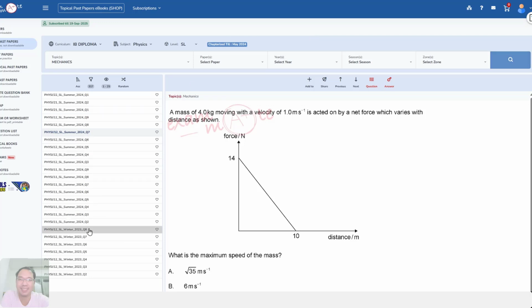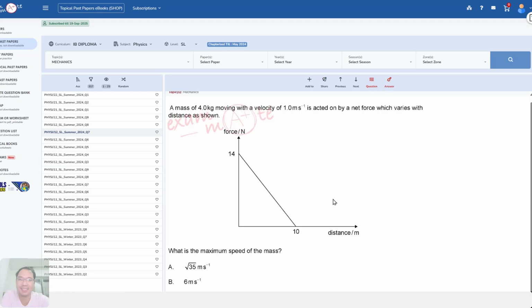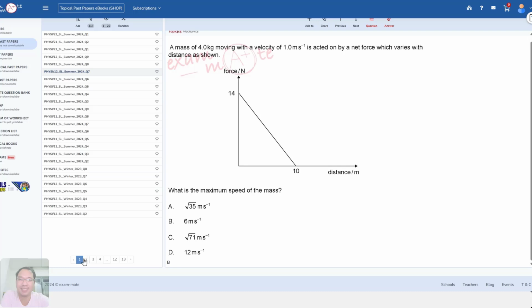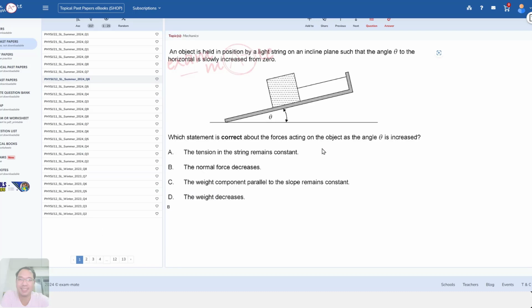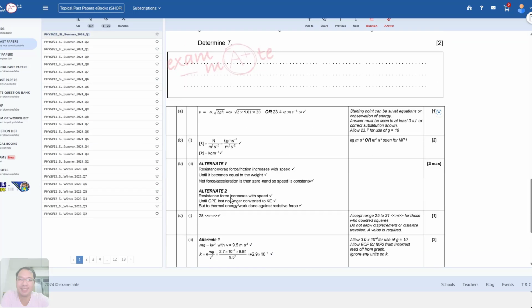And then continue going downward to continue the questions. Yes. And click on this button, answer, to see the mark scheme. For example, a multiple choice. I'm looking for paper 2. For example, this paper 2, you have the mark scheme.